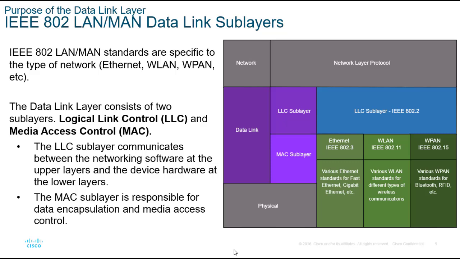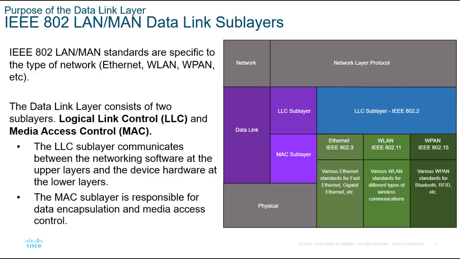The lower sublayer controls the hardware and is called the Media Access Control, or MAC sublayer. Examples of IEEE standards at the MAC layer are 802.3, which applies to Ethernet network media, and 802.11, which applies to wireless network media. There's also 802.15, which applies to things like Bluetooth.